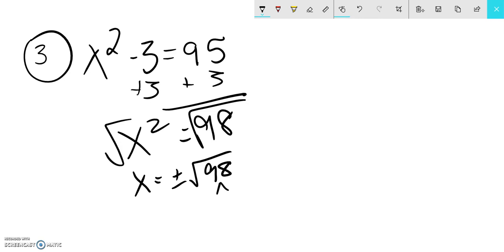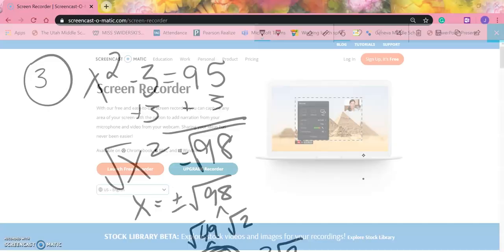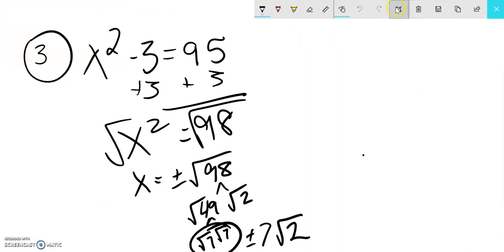Well, I know 98 divided by 2, it's an even number, is 49. I get square root of 49, square root of 2. 49 is a perfect square, right? So we have 7 and 7. So I'm going to get plus or minus 7 root 2. Okay, if you need to review on this, go back in your notes to 9.3, I believe we did this, or 9.4, and that was in that section of your notes. That was in 9.4.